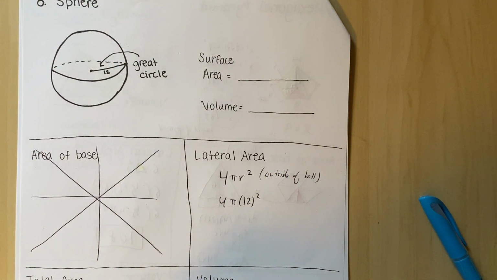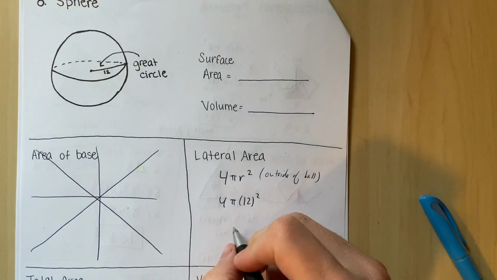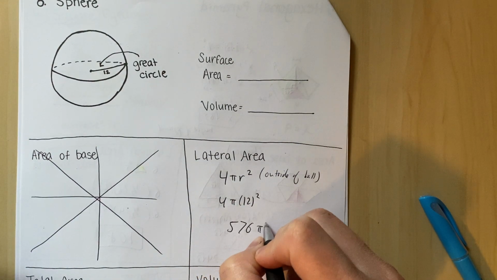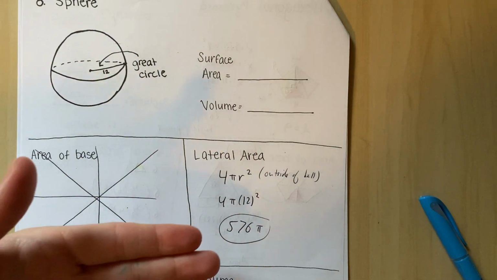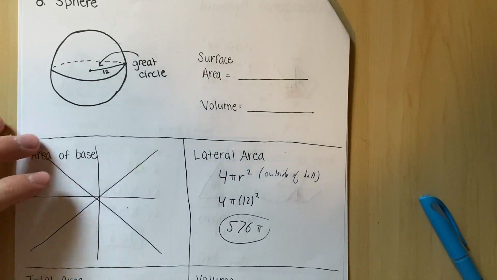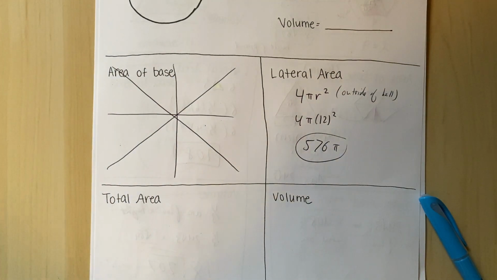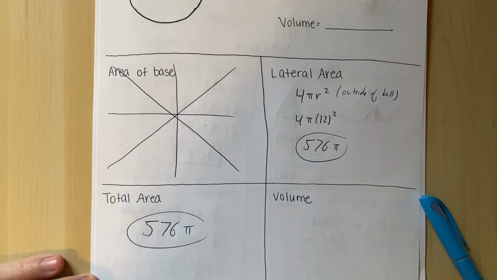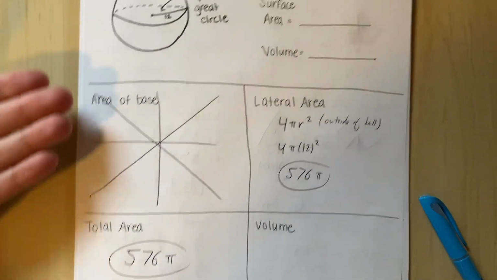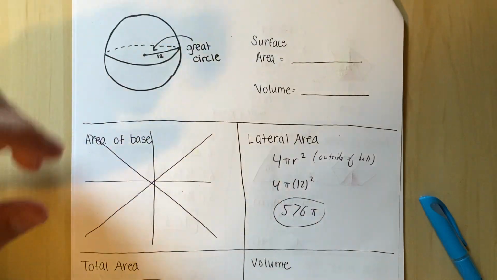Where's my calculator? 12 times 12 times 4. This is 576 pi. Luckily, that's the outside area, which is the same thing as the total surface area. It's just 576 pi. Easy. Because there is no base. It's a ball. It's an open ball you're touching.